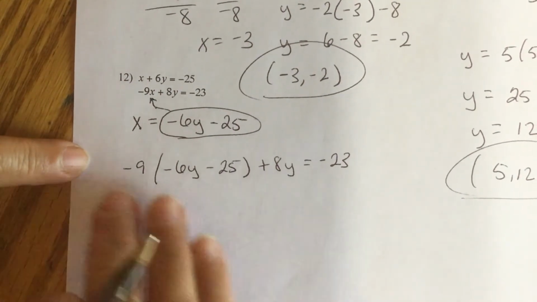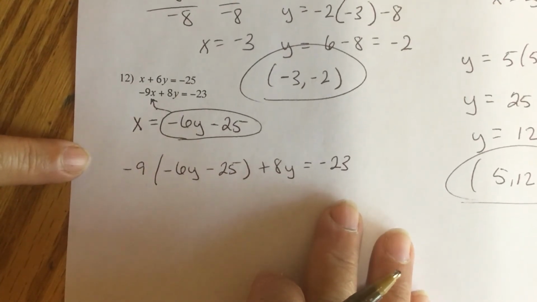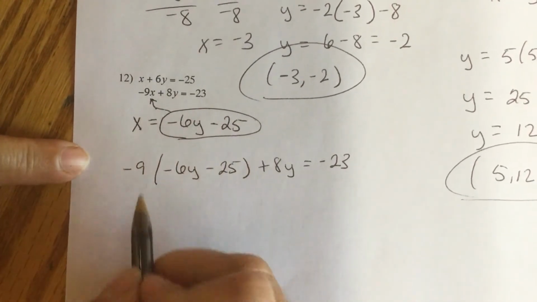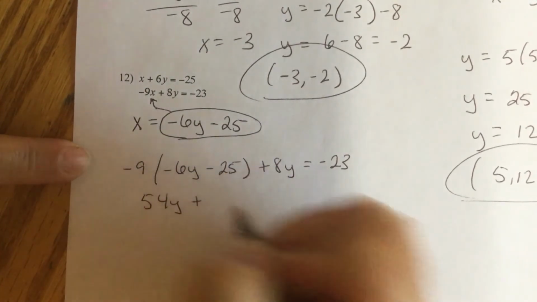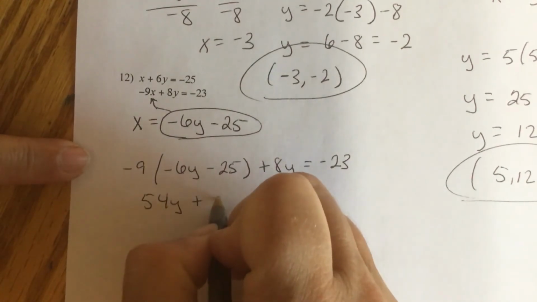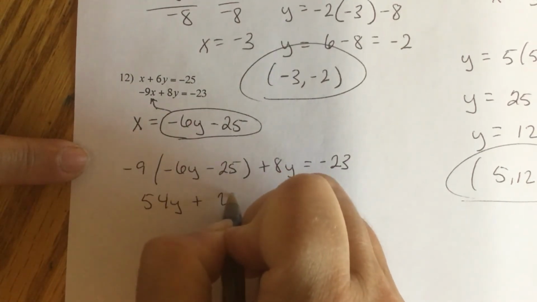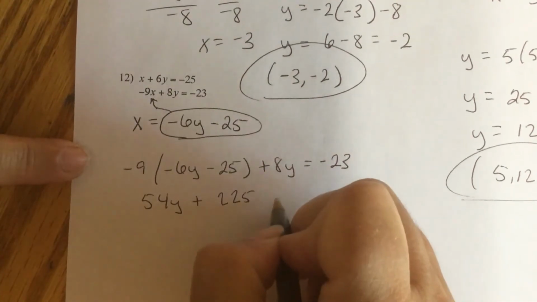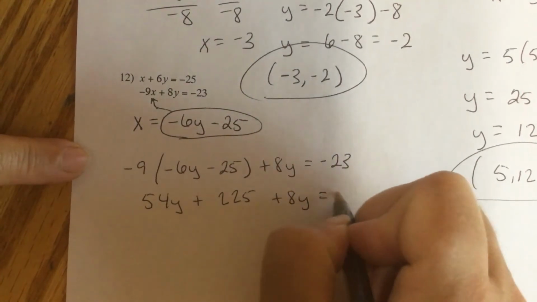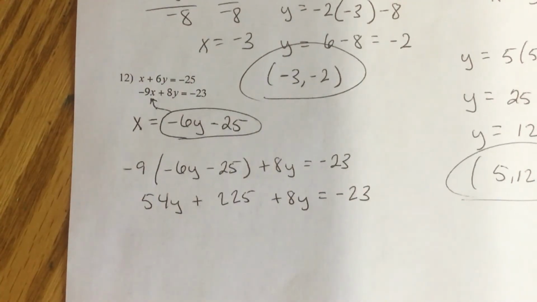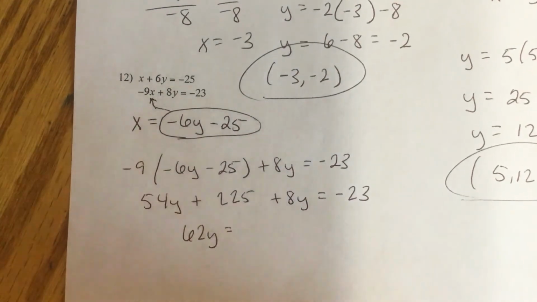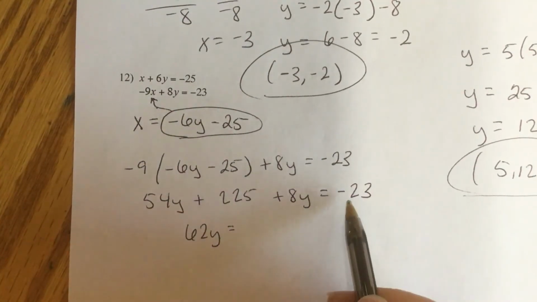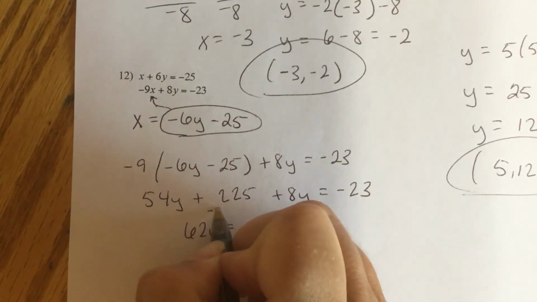Then you just simplify. Again, we have a longer, more complicated equation, but we only have one letter. We just have a y. So 9 times 6 is 54. So 54y. And then 9 times 25 is 225, I believe. And then plus 8y is equal to negative 23. So then we're going to put 54 and 8 together. So 54 and 8 will be 62y. And then we're going to take negative 23 and put it with negative 225.